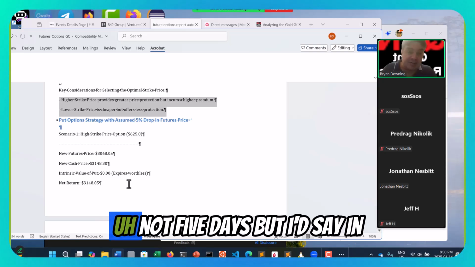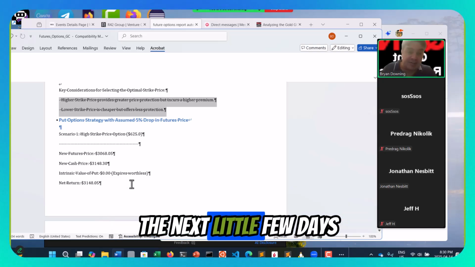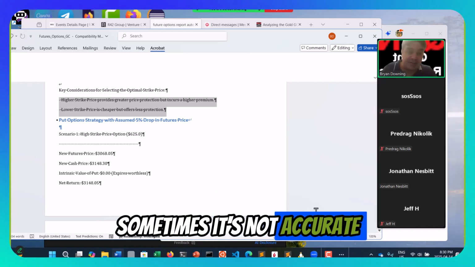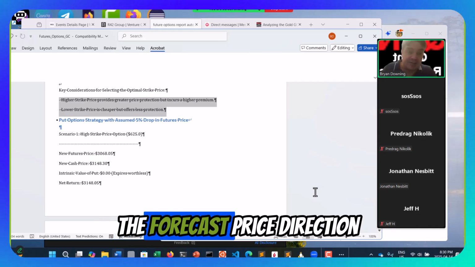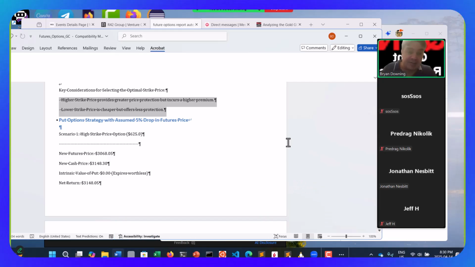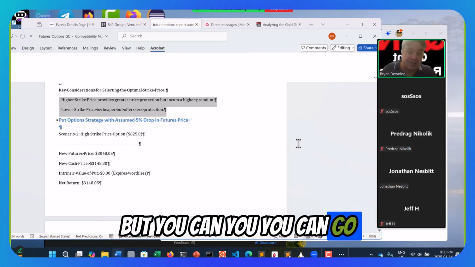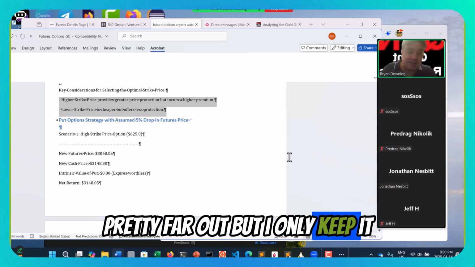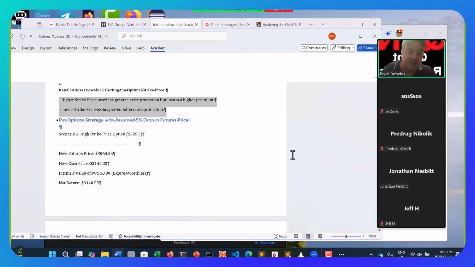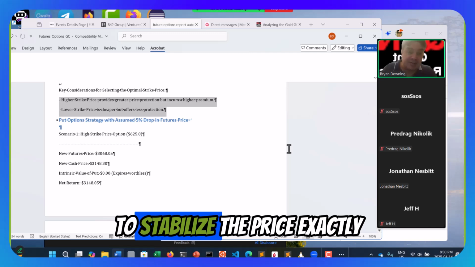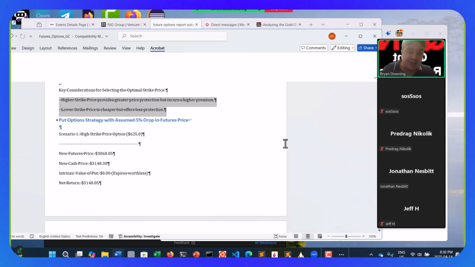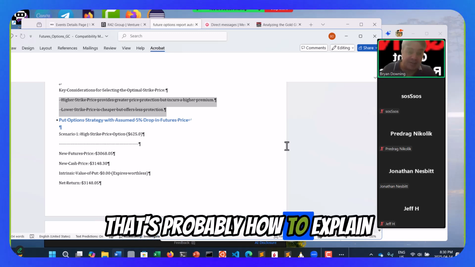So it's predicting sideways action for the next five days on the oil. Sometimes it's not accurate, but it's pretty good. That's why I use ARIMA. It's pretty popular for forecasting price direction. You can go pretty far out, but I only keep it to a maximum of 2 to 3 days. Yes, OPEC increased output, they're trying to stabilize the price. That's probably the main reason, exactly, that's probably how to explain it.